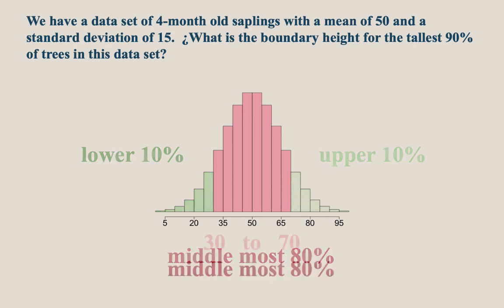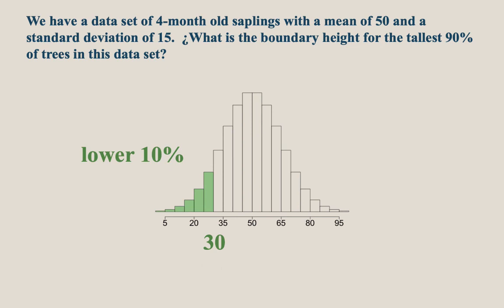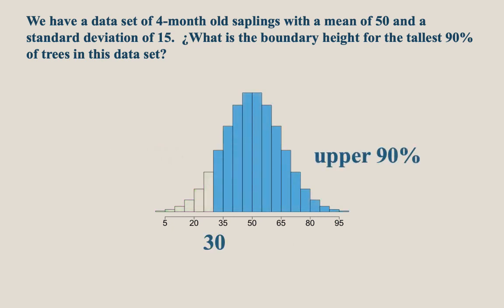Once again, we know that the middlemost 80% is captured within 4/3 of a standard deviation above and below the mean. 4/3 of 15 is 20. 20 above and below 50 takes us to 30 and 70. And if I'm focusing on the lower 10%, the boundary value would be 30. But once again, the lower 10% is separated from the upper 90% by the boundary value 30. And that actually answers the question for us.